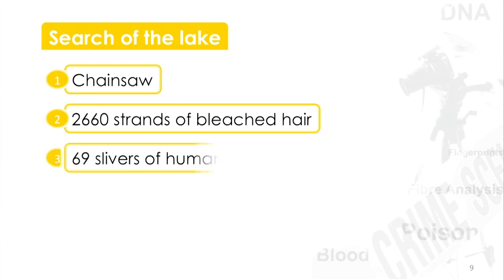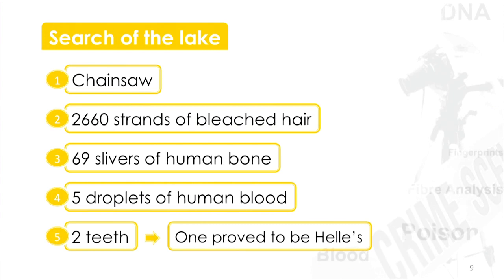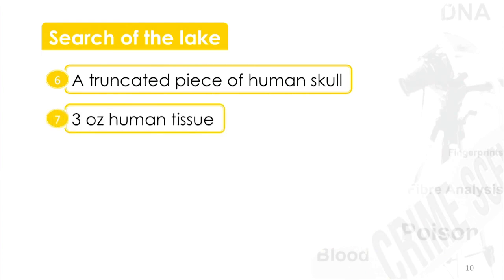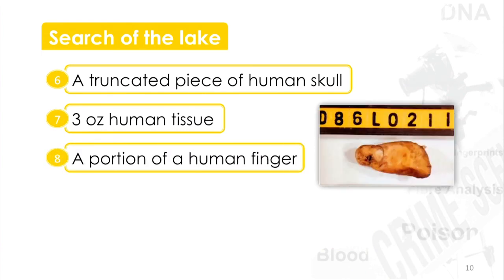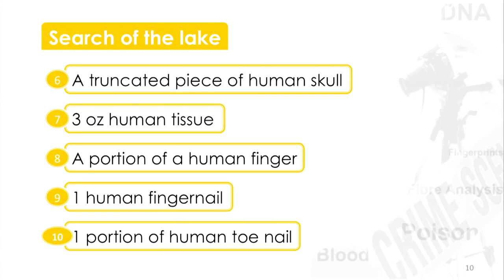They found 69 slivers of human bone, and they could get a blood type from that bone, and again, that was O positive. They found some blood. They found 2 teeth, one of which they could confirm was Helly's. They found a piece of human skull. They found 3 ounces of human tissue, and the largest piece they found was part of a finger, shown here on the right-hand side. They also found a fingernail and part of a toenail. So at this point, they had enough material found in the lake to conclude that Helly Crafts had been murdered.